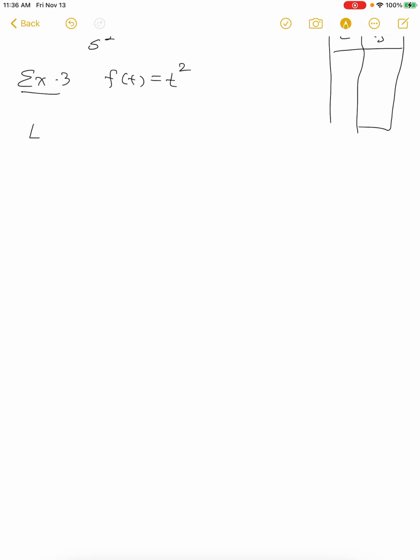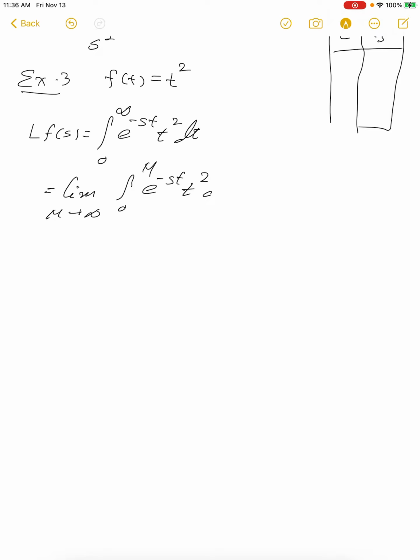So the Laplace transform of f at s is the integral from 0 to infinity of e to the minus st t square dt, which is the limit as m tends to infinity of the integral from 0 to m of e to the minus st t square dt. Let's just evaluate e to the minus st t square separately. This will involve integration by parts twice.